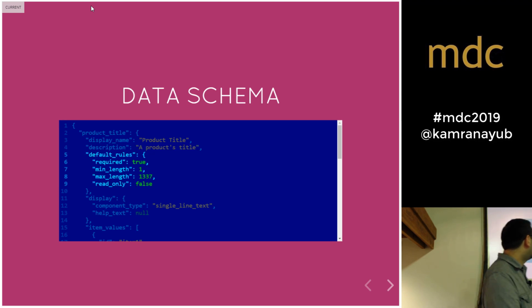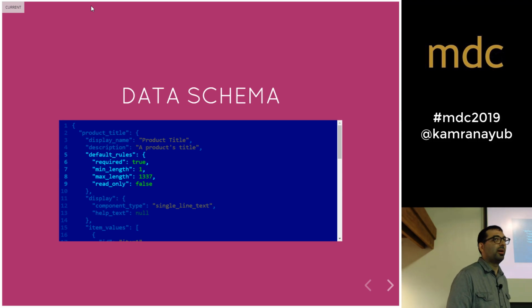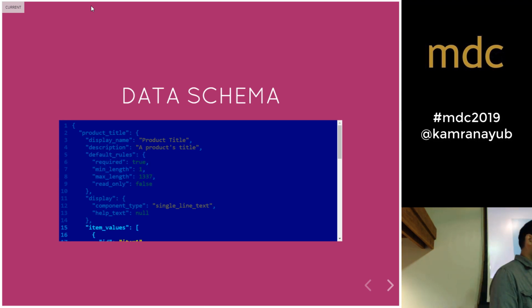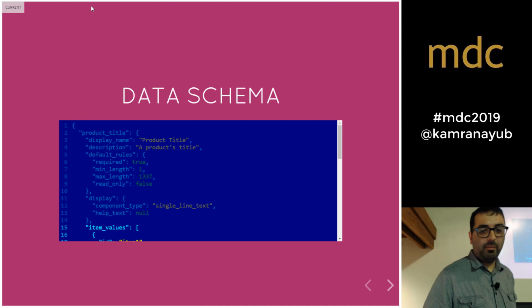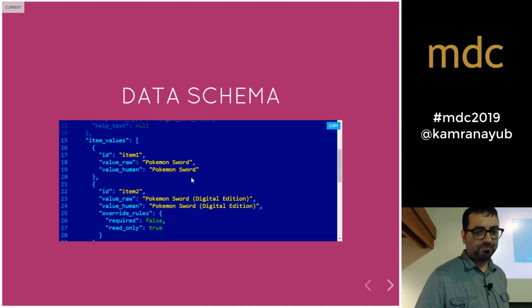And then we have stuff like the rules I talked about. And we might put them under a separate property just to keep it organized. So we got our default rules. These are the rules by default of how an attribute behaves. So it's required, there's a min length, there's a max length. It's not read-only, you can edit it. But then we have display hints, and then we have item attributes, or item values.